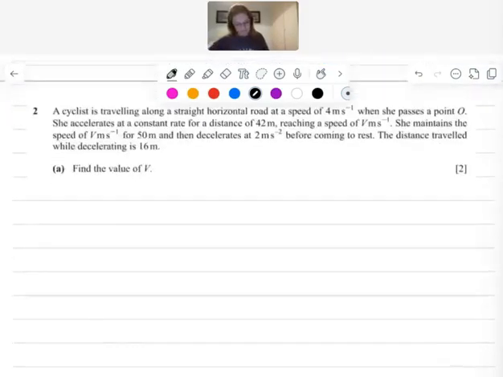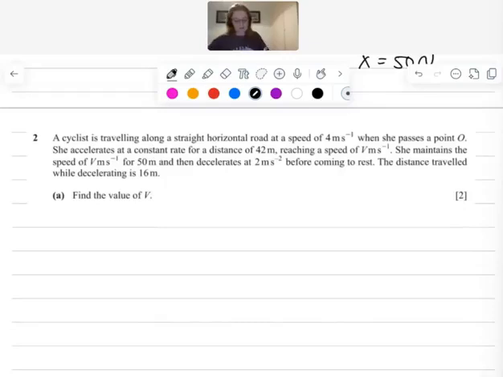Okay, let's take a look at the next question. A cyclist is traveling along a straight horizontal road.